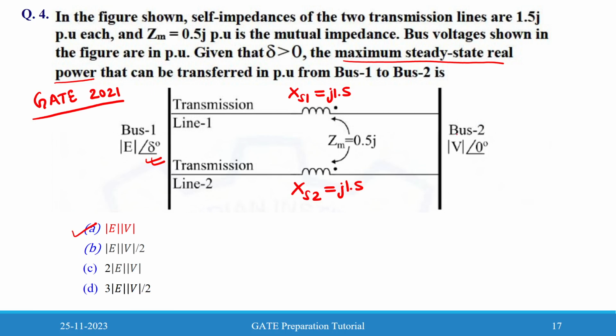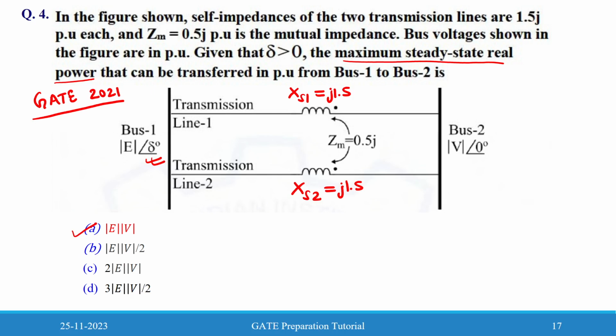Now the last problem for today's session. This problem has been asked in GATE 2021. In the figure shown, the self-impedance of the two transmission lines is 1.5j per unit each, and the mutual impedance is given as 0.5j per unit. Bus voltages shown in the figure are in per unit. Given that the power angle is greater than 0, the maximum steady state real power that can be transferred in per unit from bus 1 to bus 2 is?